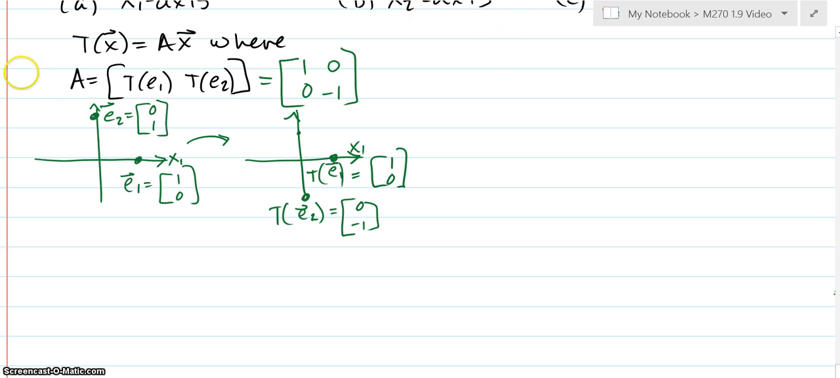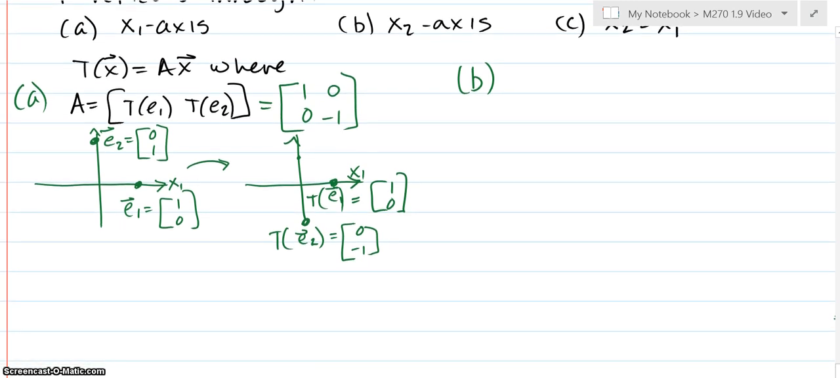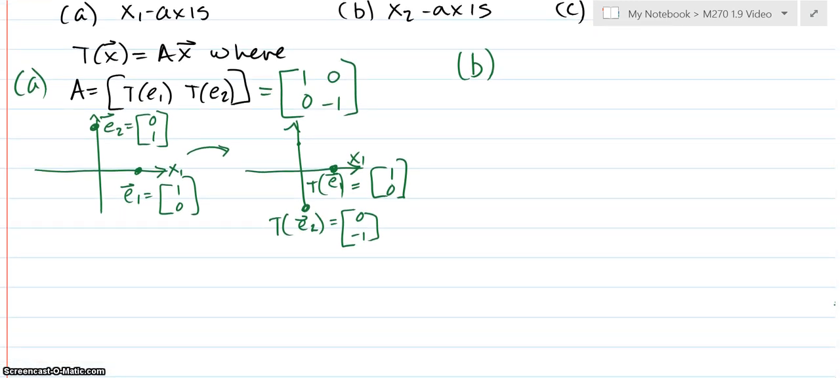That's part A. See if you can figure out part B, the X2 axis. Pause it and try. We'll call this standard matrix B, and it's going to be -1, 0, 0, 1. Hopefully you got that answer. If you did not, here it is.